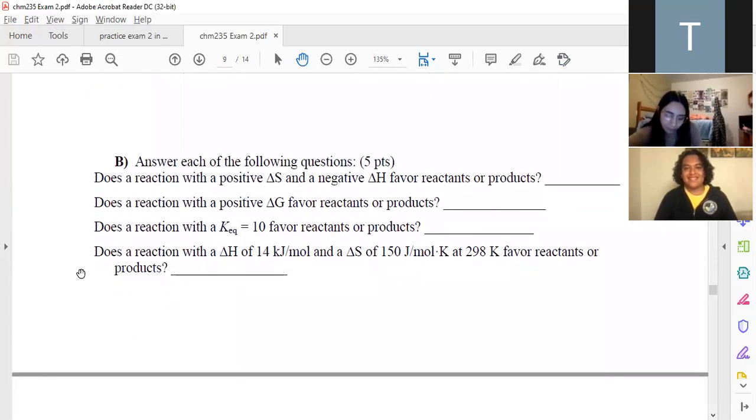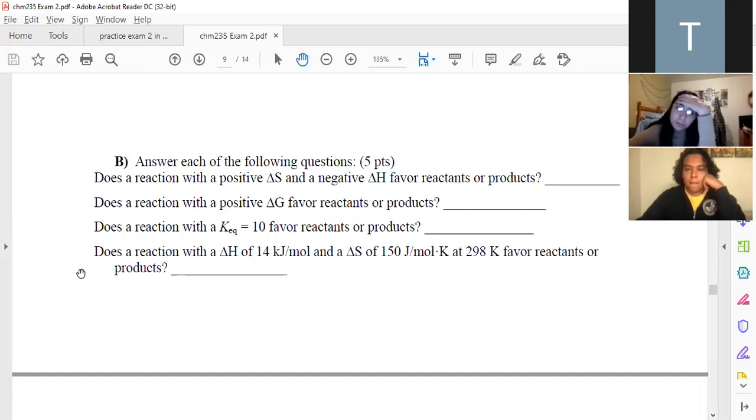All right, so answer each of the following questions. Does a reaction with a positive delta S and a negative delta H favor reactants or products? What do you guys know about that? Positive S and negative H. What do you think about this? I'm going to say reactants.